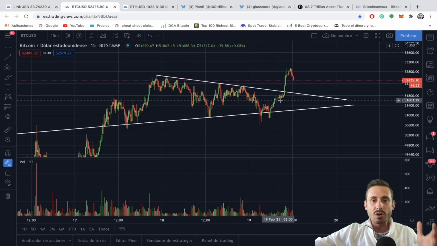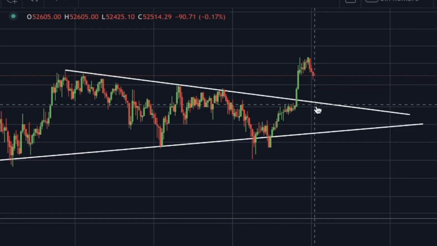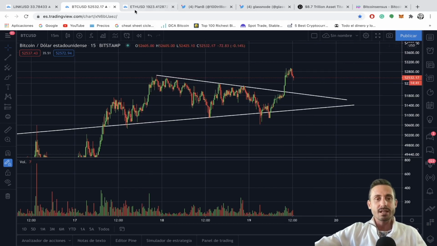Also, the Bitcoin US dollar pair here. We are breaking out of this symmetrical triangle. If we come all the way down to retest this resistance of the symmetrical triangle, it is a great entry point to come all the way to these levels. I'll be discussing this in today's episode.